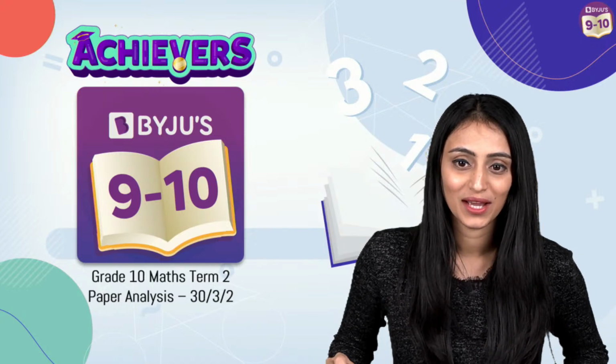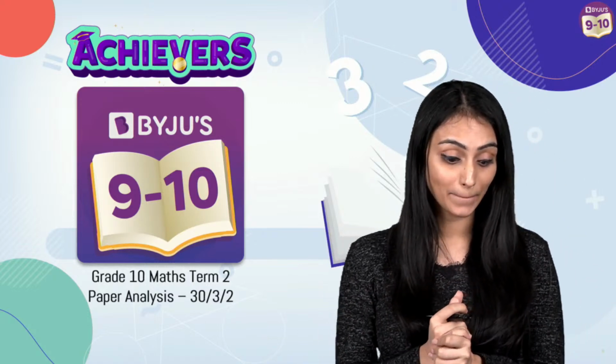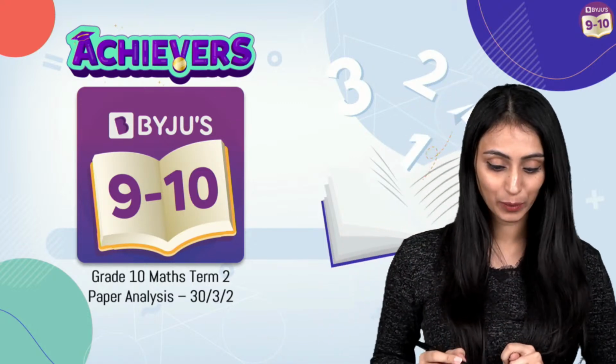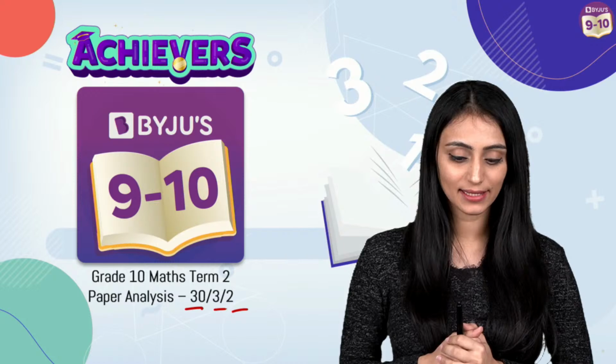All right, so today I'm going to discuss this set of your math paper. The code is 30/3/2. So let's quickly discuss the paper. All right, so let's get started.